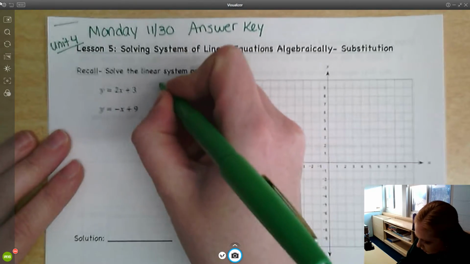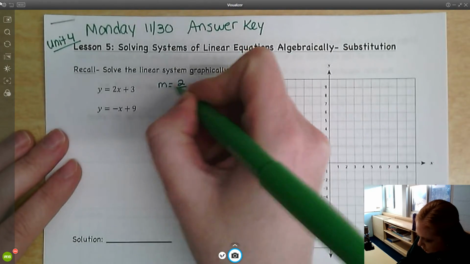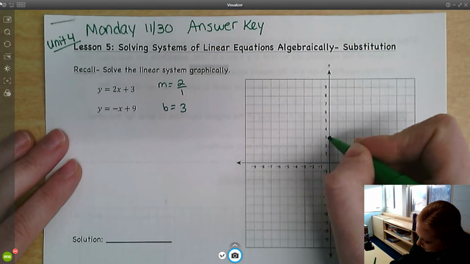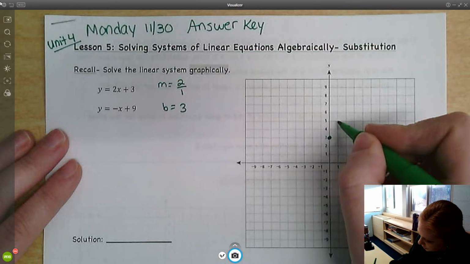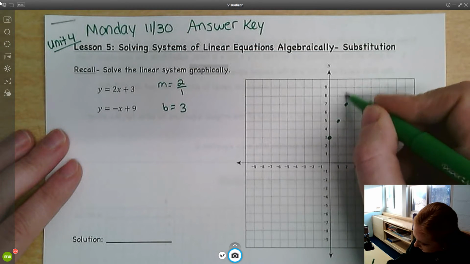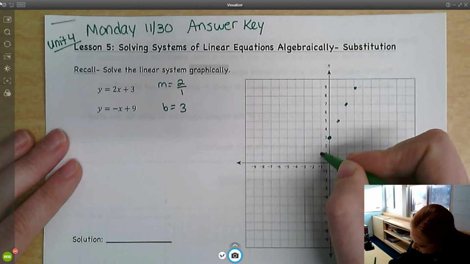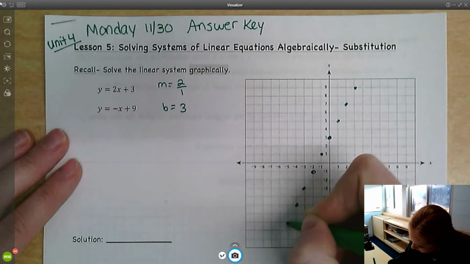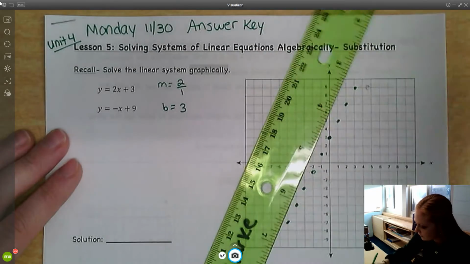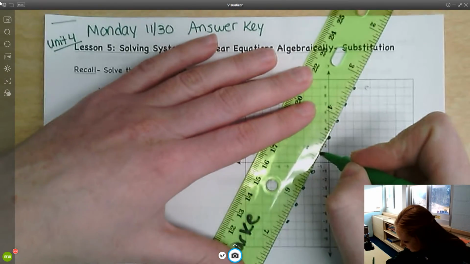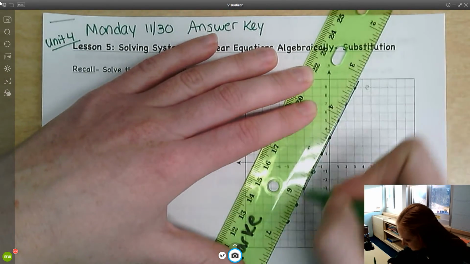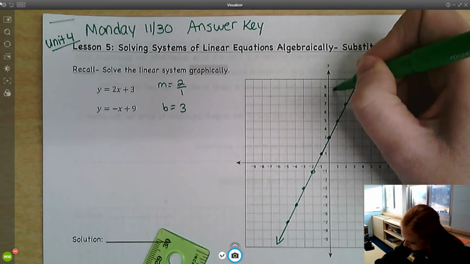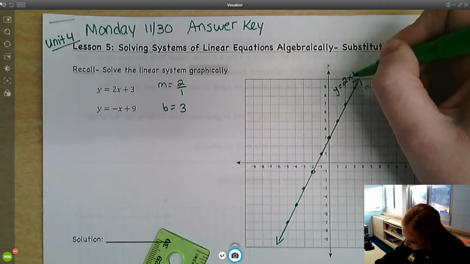So for our first one, our m is 2, which we're going to write as 2 over 1, and our b is 3. So we're going to begin at 3 on the y-axis, and we're going to move up to right 1, down to left 1 to reverse it. Okay, I'm going to connect these, and we will have graphed the first linear equation. Y equals 2x plus 3.